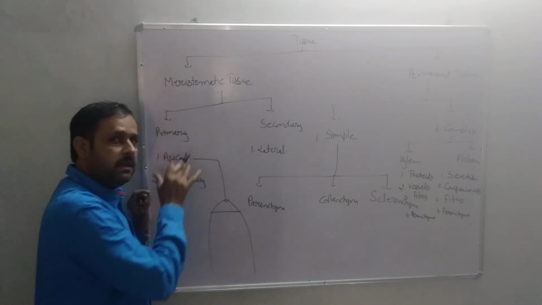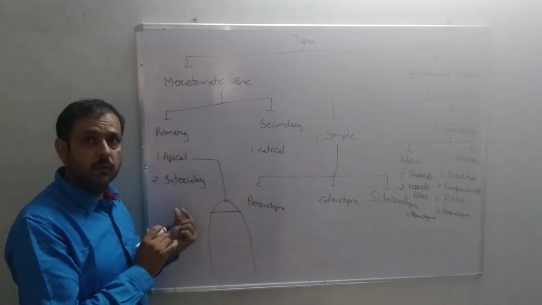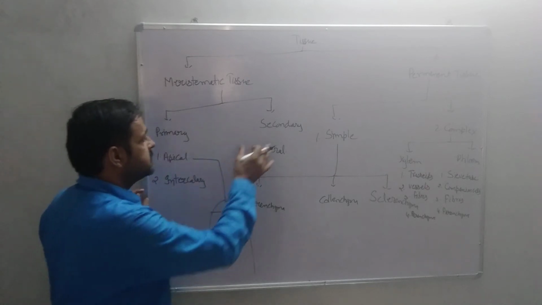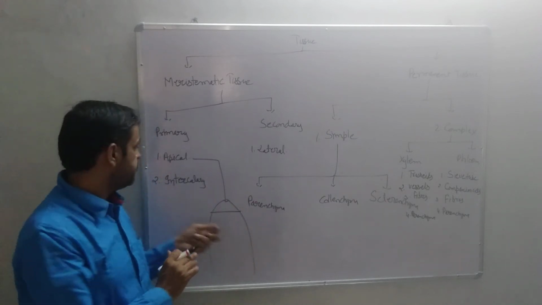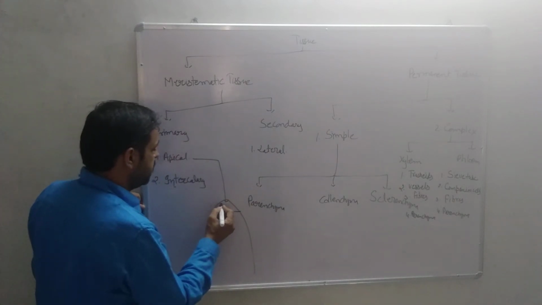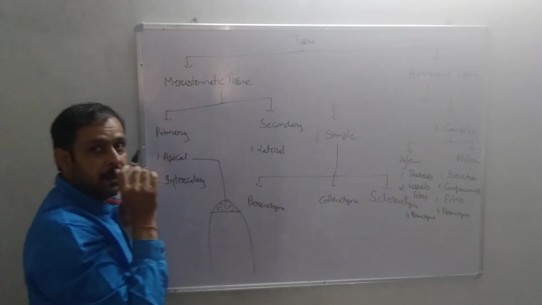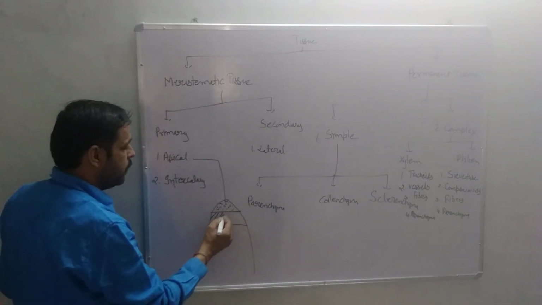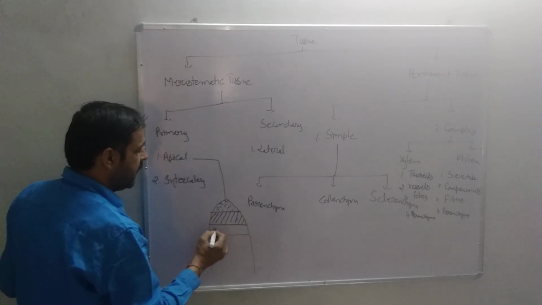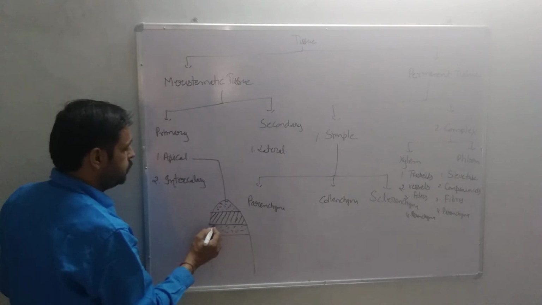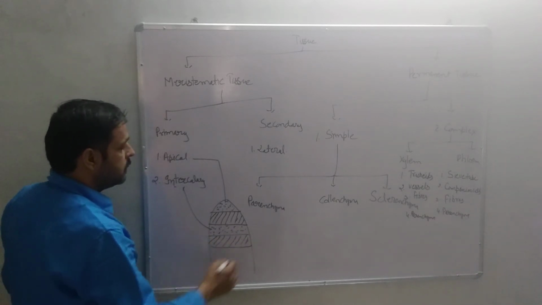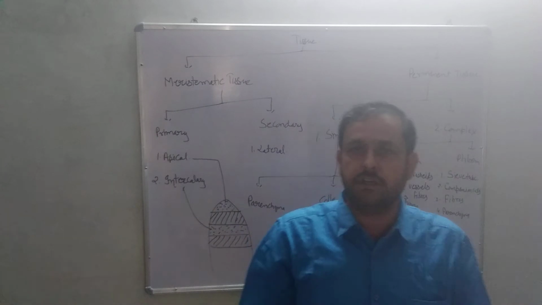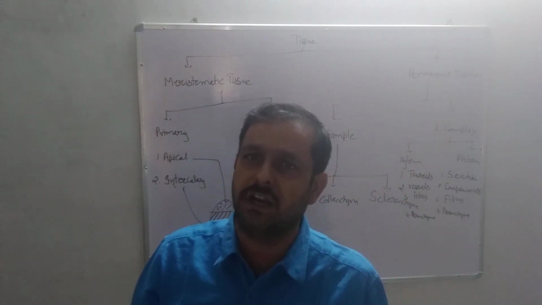Primary meristematic tissue is found in one-year or annual plants, and secondary meristematic tissue is found in biennial or perennial plants. After the meristematic tissue, the cells are converted into permanent tissue. Permanent means they lack the capacity to divide. Then after that, if meristematic tissue is present again, it is called intercalary. Meristematic tissue between two permanent tissues is called intercalary meristem.